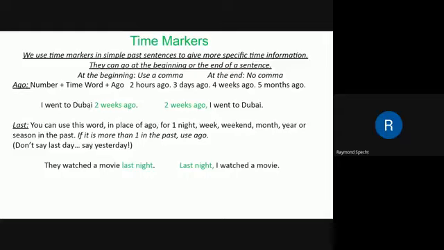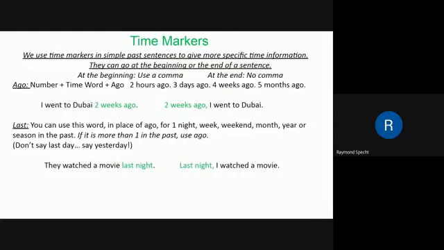Some examples. I went to Dubai 2 weeks ago. All right, there's our number, our time word, which one we're using, weeks, and ago. Now, 2 weeks ago, comma, I went to Dubai. Number, time word, ago. Don't forget the comma because we started with it. All right. Okay, our time marker came at the beginning of a sentence.